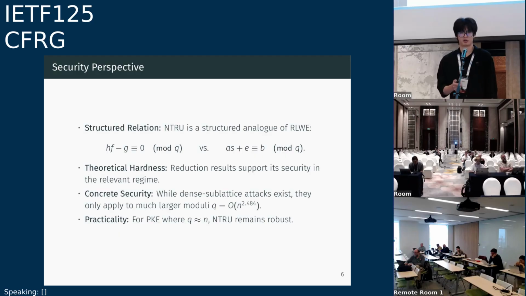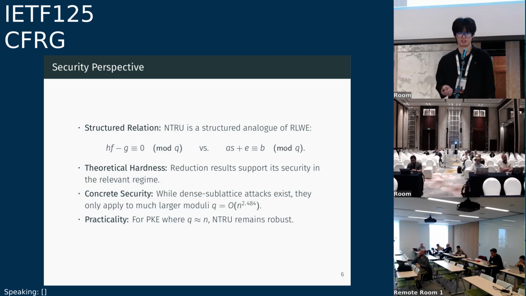And for theoretical hardness, there exists a reduction for NTRU. So NTRU can be reduced to some hard problem like gap SVP on ideal lattices. And this backs up the security of NTRU. And for concrete security, there exist some attacks, especially tailored for NTRU, like the sublattice attack, but they are on some specific parameter sets with larger moduli.